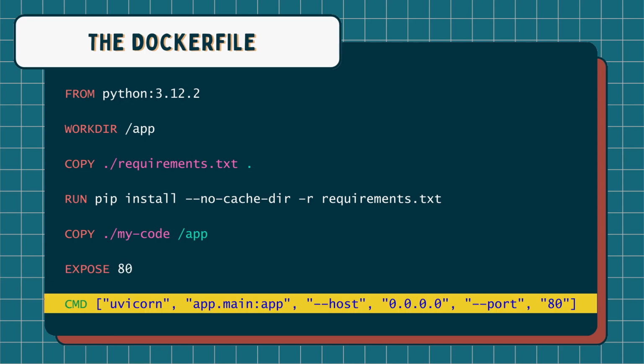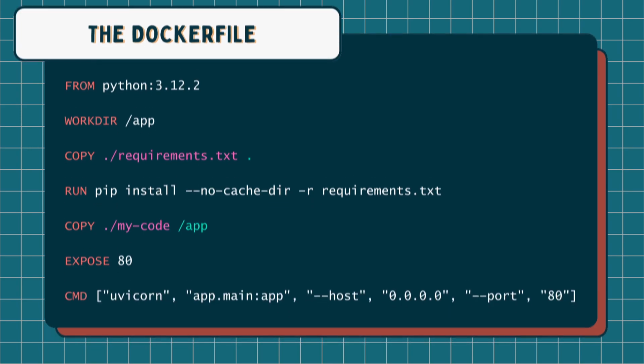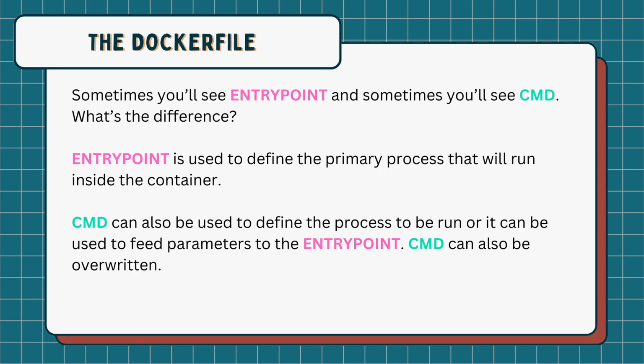CMD is the command to be run after the container is launched. Here we are going to run the Uvicorn web server. However, sometimes you'll see that ENTRYPOINT is being used instead of CMD. What's the difference between the two? Well, confusingly, ENTRYPOINT and CMD can be used to define the main process that will run in the container. But ENTRYPOINT cannot be easily overwritten, whereas CMD can.